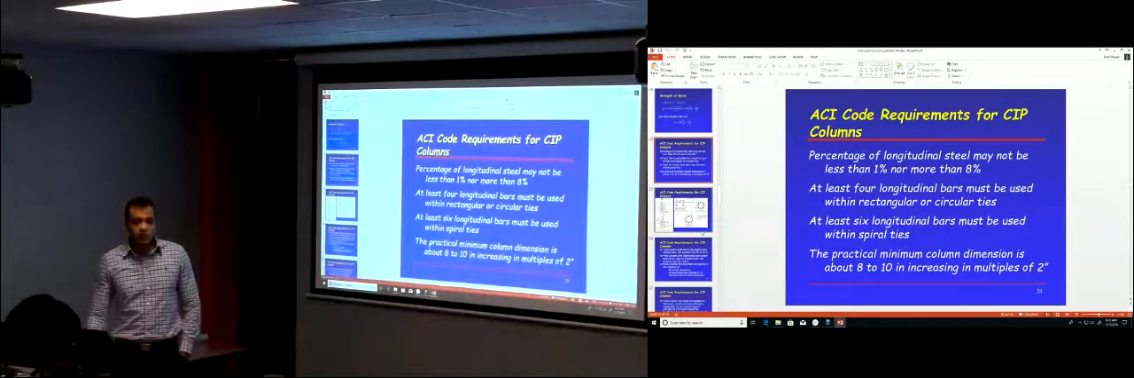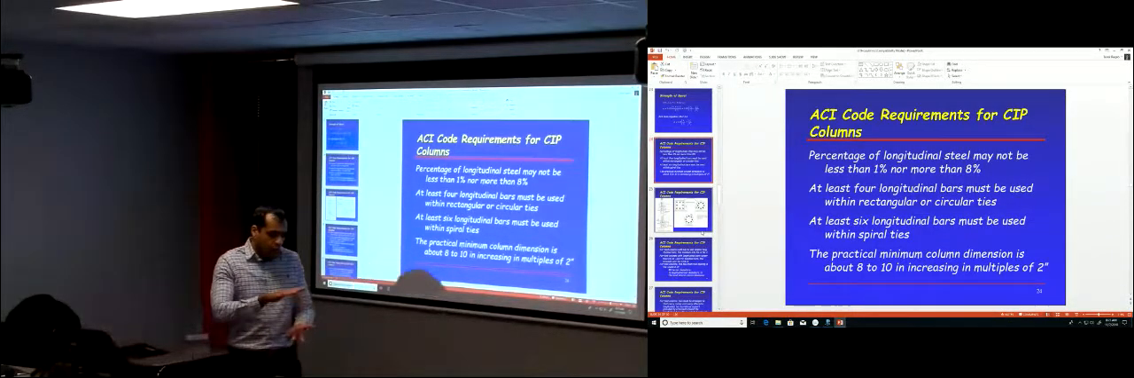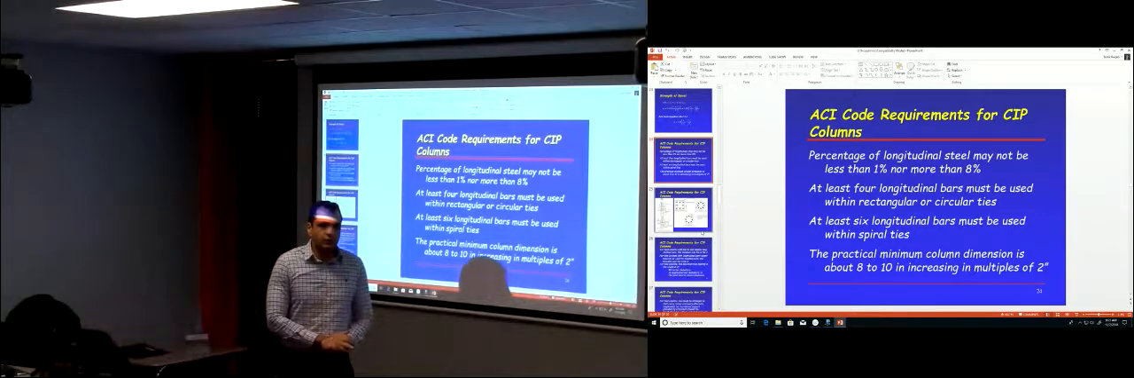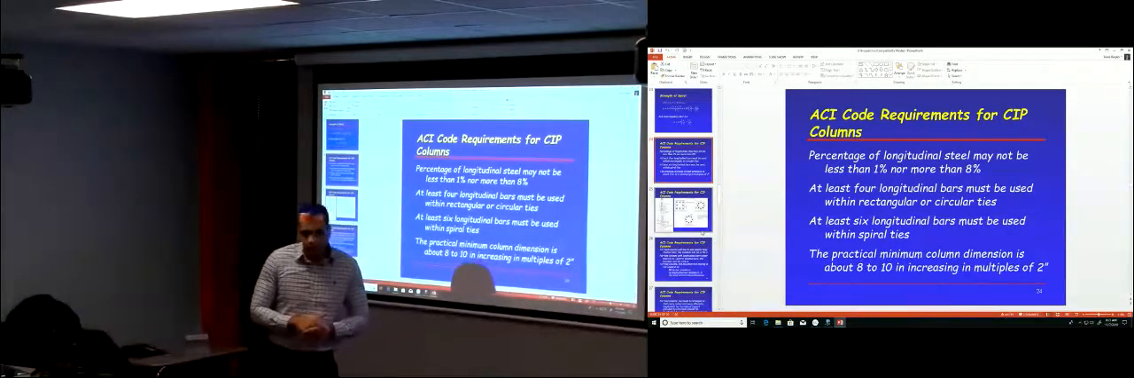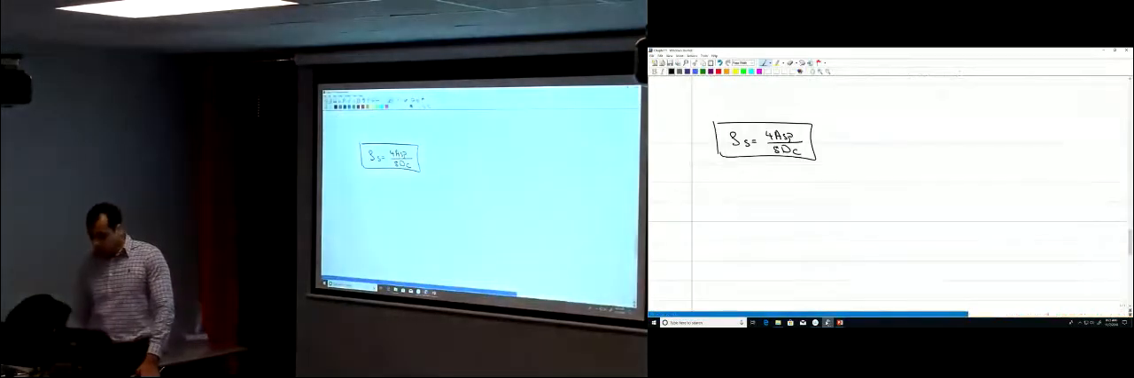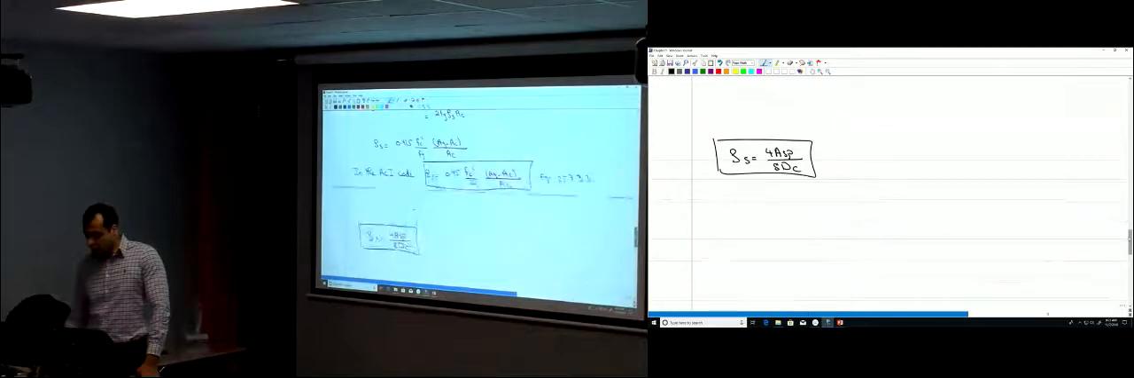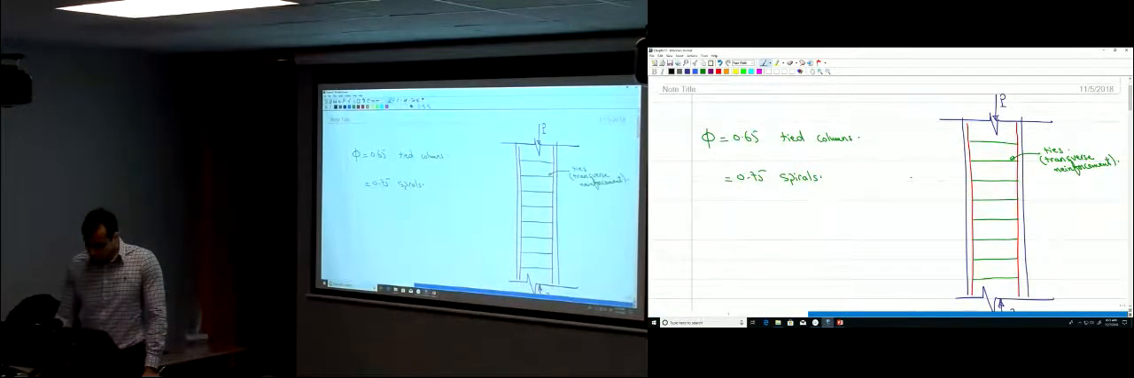If you use tied columns, the ACI code gives you some requirements for the ties. The ties should not be far away from each other, so that they can prevent buckling of the longitudinal bars, because that's a very important collapse mechanism in columns. You apply this longitudinal force P, this axial force P, and the column collapses like this.